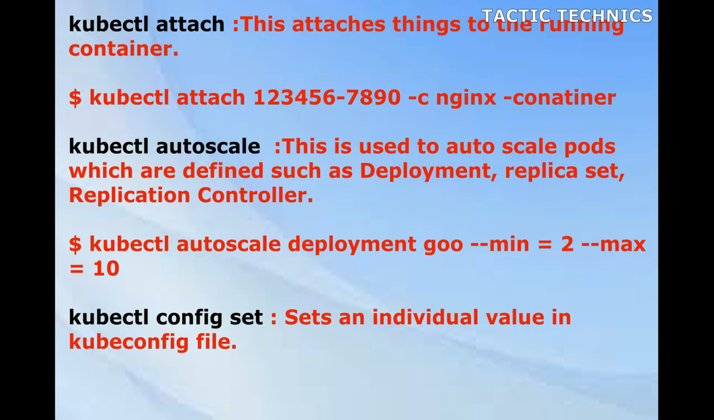Kubectl attach attaches things to the running container. $kubectl attach 123456-7890 -c nginx container. Kubectl autoscale is used to autoscale pods which are defined such as deployment, replica set, replication controller. $kubectl autoscale deployment foo --min=2 --max=10.